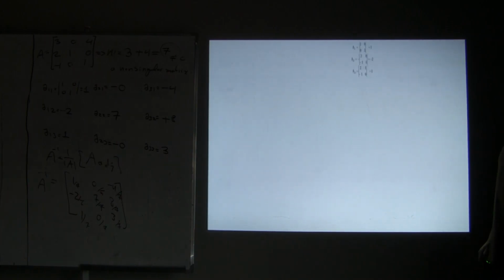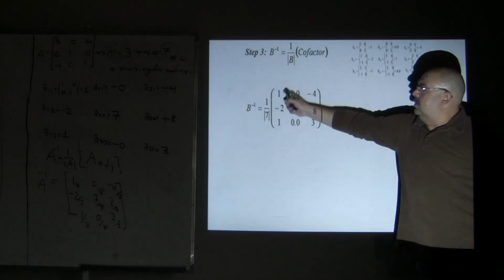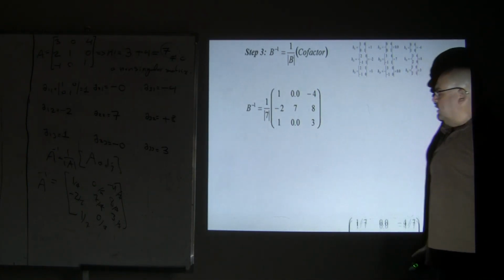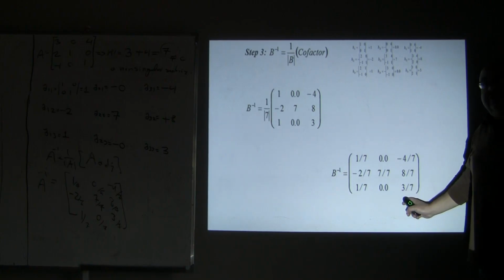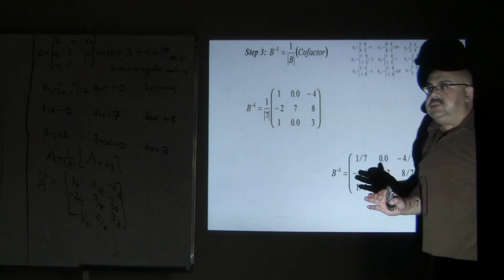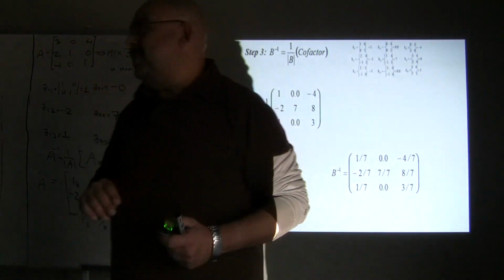I will put them all together in the adjoint matrix. That's the adjoint matrix. Here we go. I will divide each of these numbers by 7, and that's my inverse in front of you. This method is very quick and very successful if you have a 2 by 2 or 3 by 3.